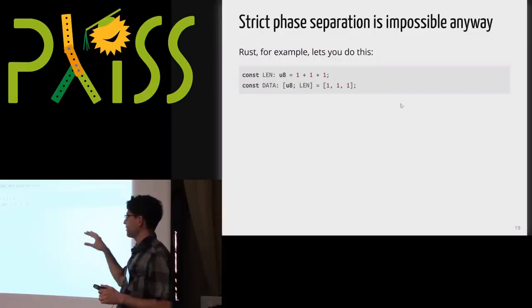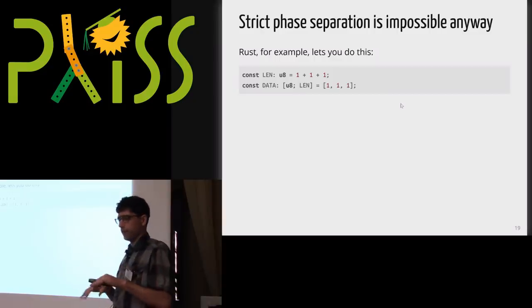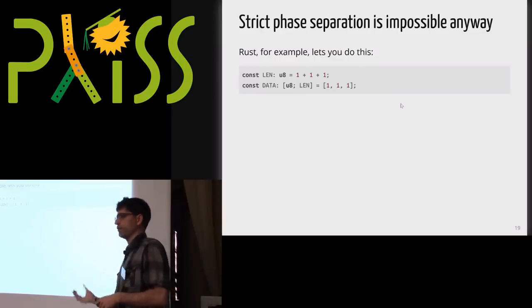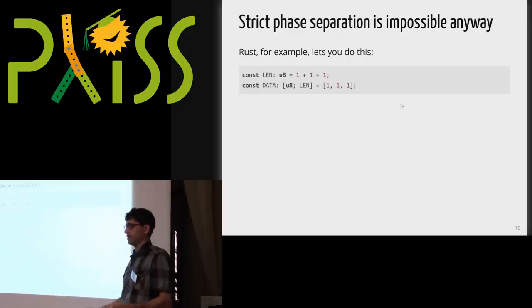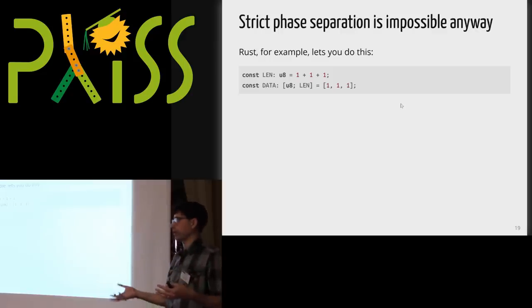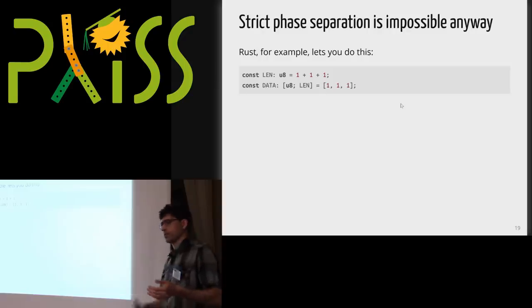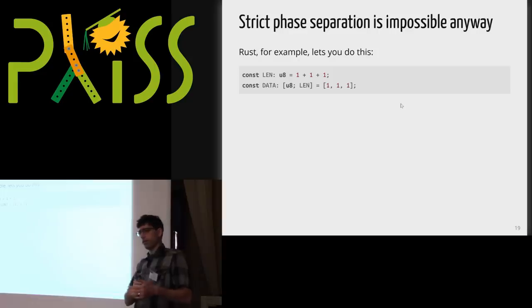But what this means now is that there's this kind of interdependency. In order to know the full type of data, I have to evaluate the constant len. In order to evaluate the constant len, I have to type check its body and execute it in some way, interpret it symbolically, whatever, to figure out what its value is. And that means I can't fully type check all the constants in one order without considering the dependencies between them, right? Because I have to type check and evaluate len before I can even figure out the type of data in full.